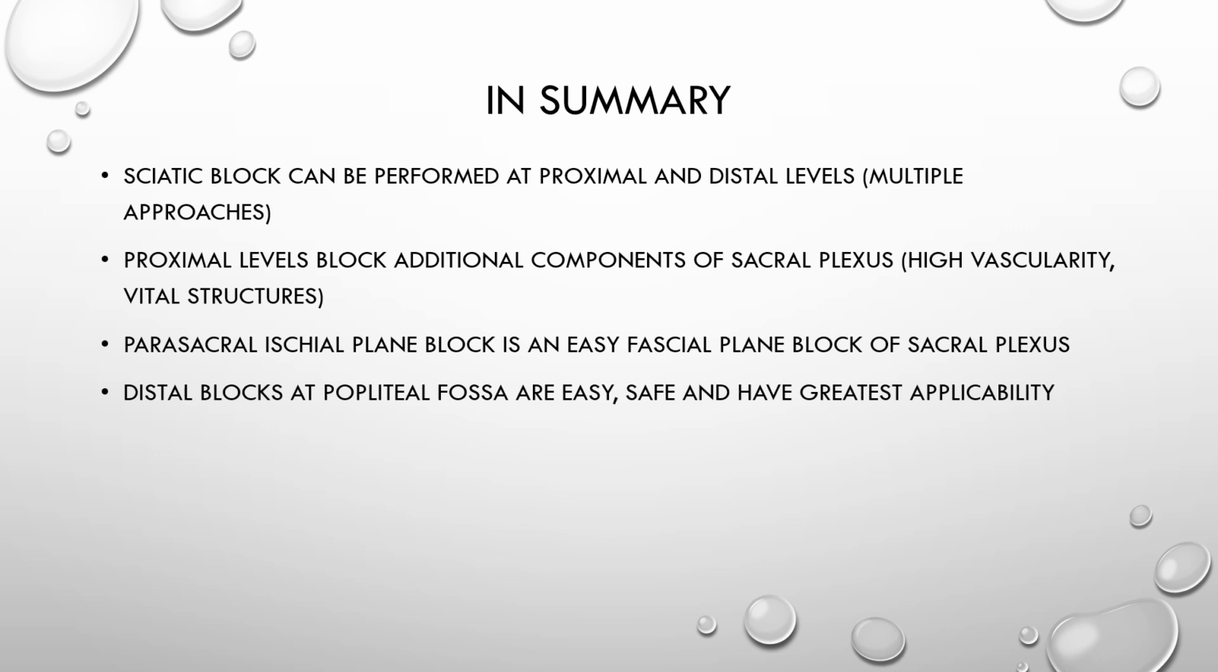In summary, the sciatic block can be performed at either the proximal or the distal levels, and there are multiple approaches to performing this block. The proximal level blocks have the added benefit of blocking the additional components of the sacral plexus, but they come with the additional dangers of being in a highly vascular space or being close to vital structures. The parasacral ischial plane block is an easy fascial plane block to the sacral plexus. The distal blocks at the level of the popliteal fossa are easy, safe, and have the greatest applicability.